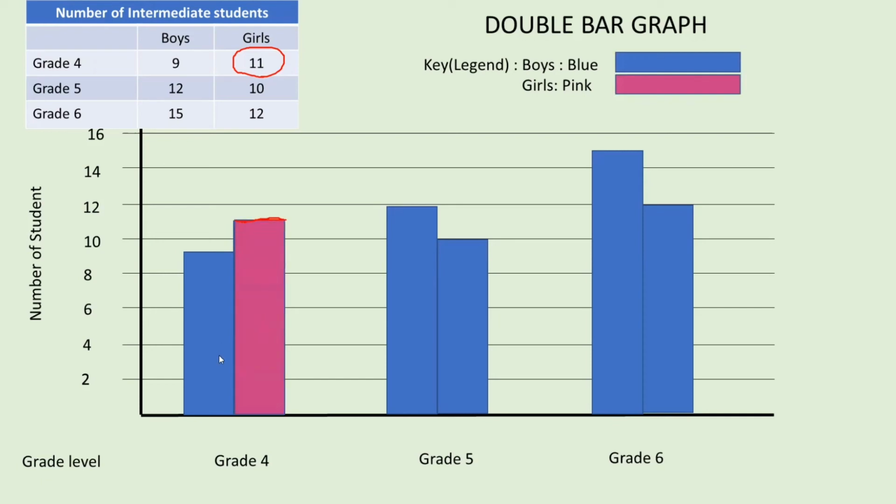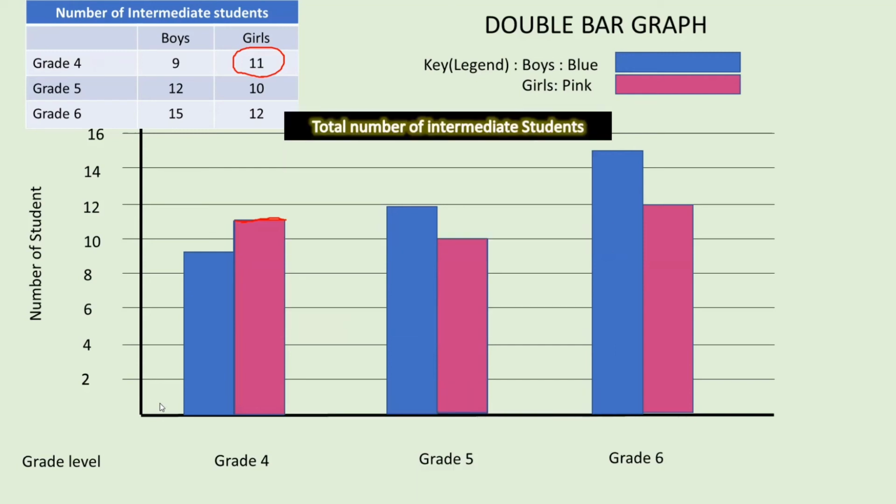Binago na natin. Now, we can identify na ito ay boys at this one is the girls. So, sa grade 5 natin, ito yung girls. And then, sa grade 6 natin ay ito yung girls. So, make sure na different color siya para ma-identify natin ng mas madali yung ating bar chart. And then, the title of this bar chart is the total number of intermediate students.